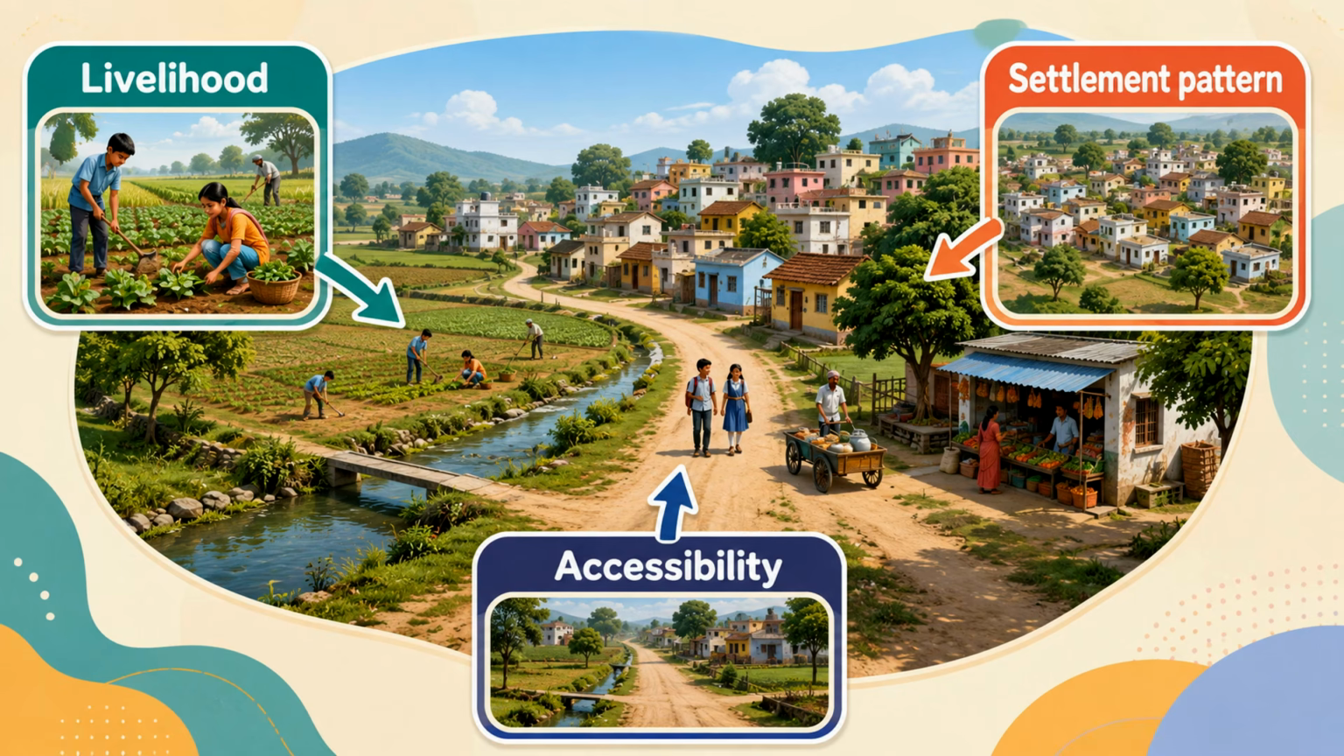Look at the community scene and separate 3 kinds of evidence. The work activity tells us about livelihood, which means how people make a living. The arrangement of homes shows settlement pattern, while the connecting route gives us evidence about accessibility, or how easily places can be reached. These 3 ideas help us compare human life without mixing different kinds of evidence together.